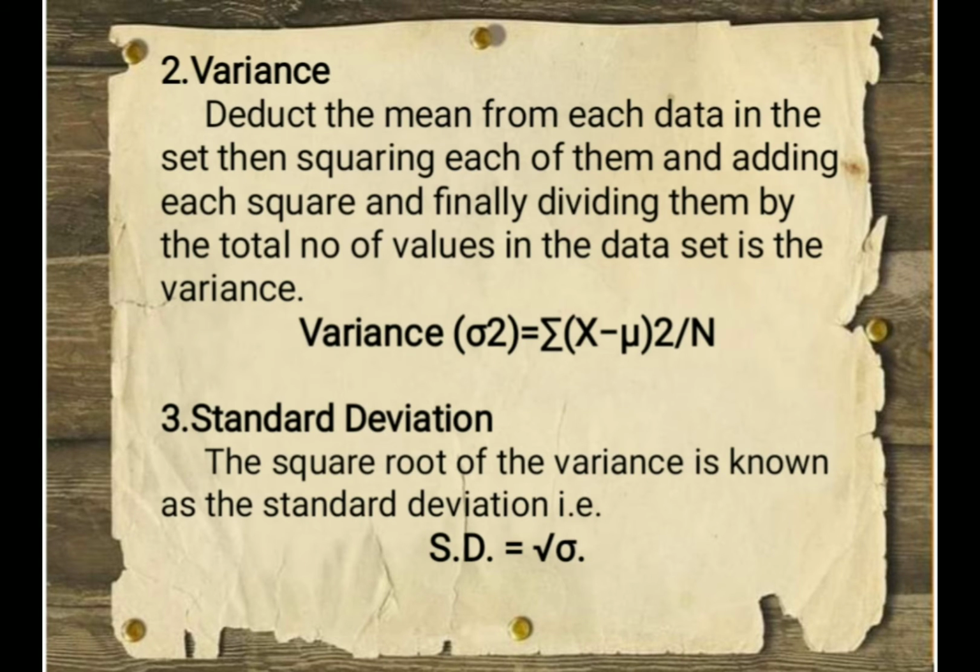Number 2. Variance. Deduct the mean from each data in the set, then square each of them, add each square, and finally divide by the total number of values in the data set. That is the variance. Below, we can see the formula for variance. Number 3. Standard deviation. The square root of the variance is known as the standard deviation. Below also, we can see the formula for the standard deviation.